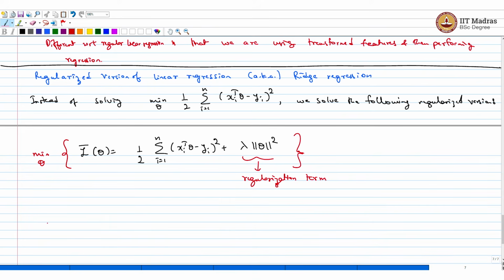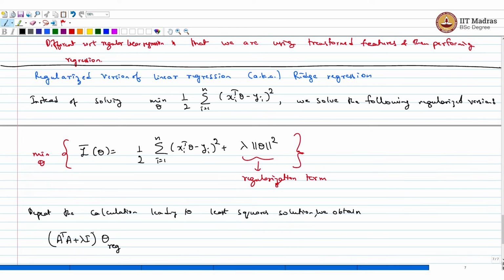Now, the advantage with this approach is if you repeat the calculation leading to the least square solution, you can look at the very first page of these notes. We obtain, let me call this theta regularized. I will get the same thing, but instead of A transpose A, I will get A transpose A plus lambda times identity, is equal to the same quantity as before.